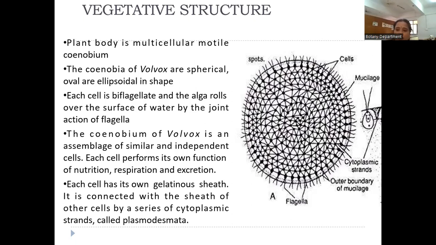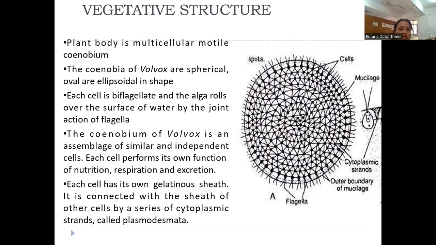You can observe here two equal-sized flagella. See here, why I stress equal size of flagella: in the algae there are different types of flagella. One flagellum is whiplash, one is tinsel, or both flagella are the same. Sometimes there is one long flagellum and one small flagellum. But here in Volvox, the flagella are equal in size. That is why this is called the acronematic type of flagella. This one also is very important.